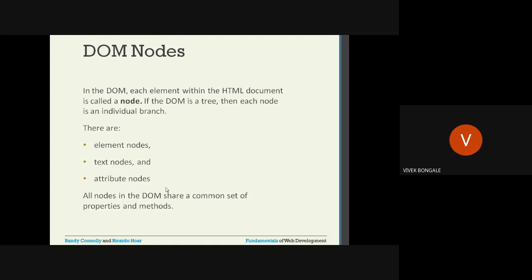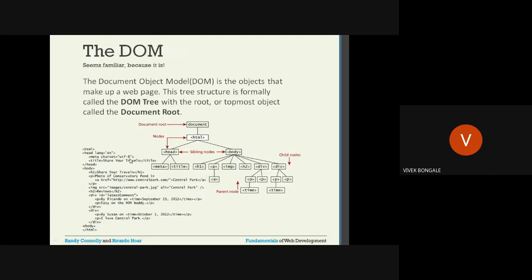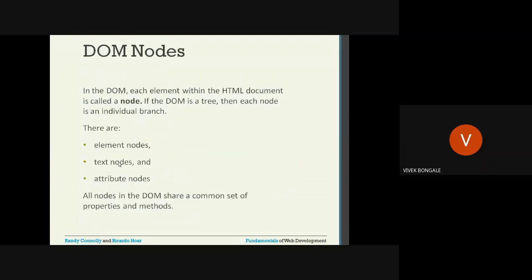We can say all nodes in the DOM share a common set of properties and methods, right? Here all nodes, share your travels, come under this title, element node. These are some of the methods or properties we are going to use under this title. So whatever we use in the HTML will be in the form of a node for JavaScript. If I want an element node, I want to access any element, I'm going to use that element. I want to get that element, right?